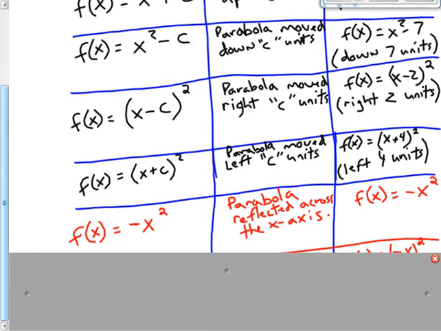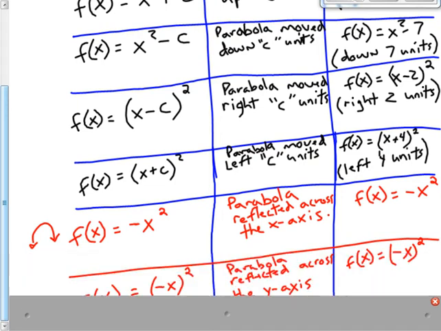Here are the reflections. If I put a reflection on the outside, it reflects across the x-axis, and essentially that means I turned it upside down. So this graph that has this reflection is the u-shape, but it goes upside down. That's a reflection across the x-axis. All the same movements happen: I still move things left and right, and up and down if I needed to. But as soon as I put that negative up front, I reflect it across the x-axis. I turn it upside down.